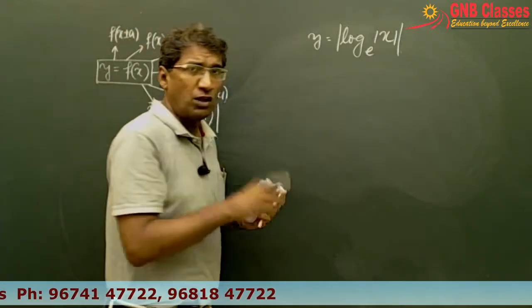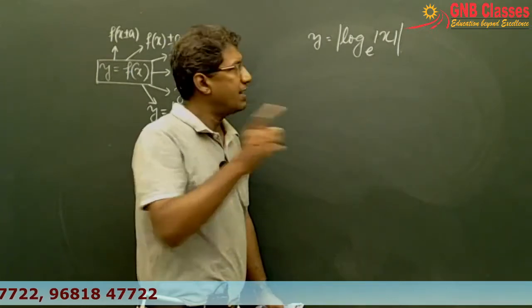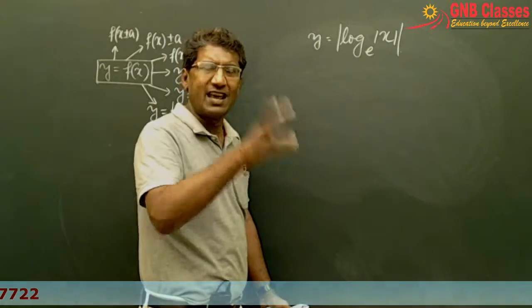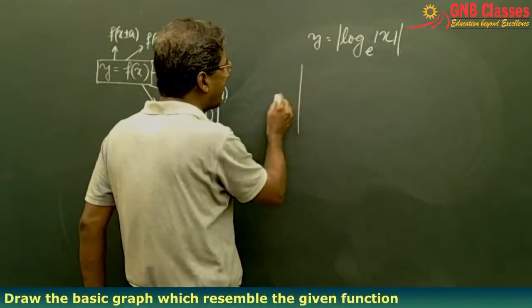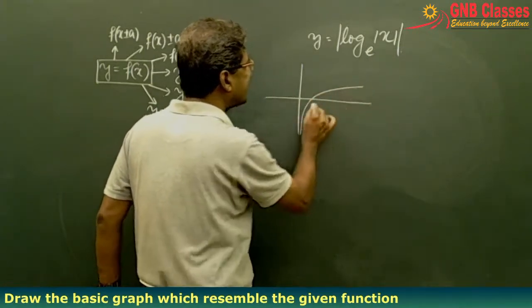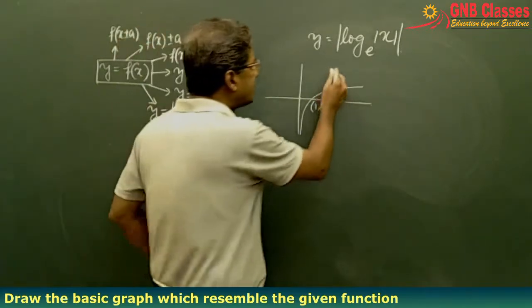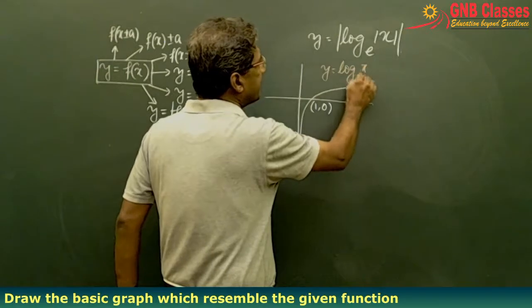Remember, first of all, we have to know what e is. e is the Napier's constant whose value is 2 point something. It is lying between 2 and 3. That is, it is more than 1. Therefore, the basic graph of log x base e will be like this. It is 1, 0. Am I correct? Now, this is the basic graph, y equals log x base e.